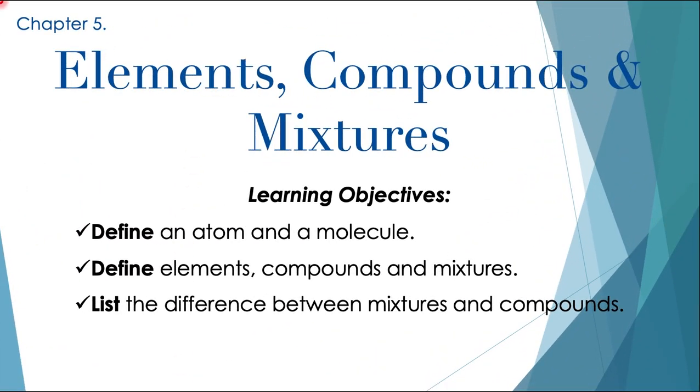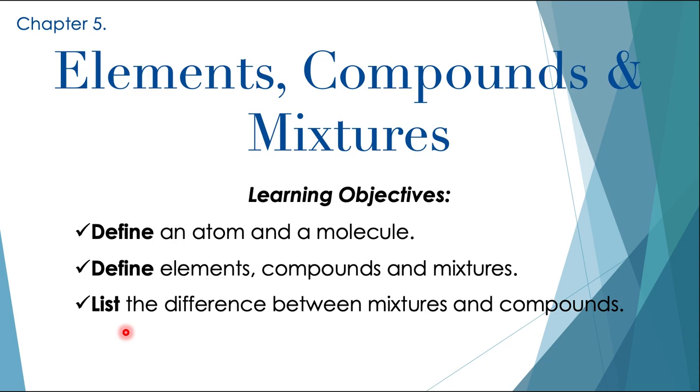Everyone, and welcome to the fifth chapter of our Chemistry O-Level lesson series. This chapter is called Elements, Compounds, and Mixtures. Here we have the learning objectives of this chapter, and as you can see, we only have 3 learning objectives. You can find the specific topics of this chapter in the description below, along with their timings.